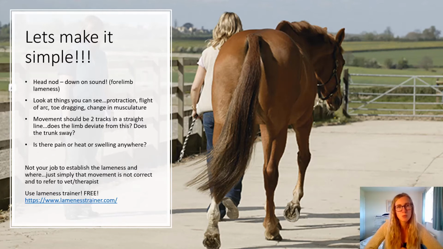But obviously something really important to pay attention to is if there's any heat or swelling or pain anywhere. For example, if you notice the horse is going down onto the left fore, and therefore it could be lame in the right fore, you might want to have a feel there to feel if there's any obvious heat or swelling that's going to make the answer really simple for you. But it's not your job to know where the lameness is. All you need to know is that there's something not quite right with their movement, and that you can then refer to a vet or speak to your therapist about it, and make sure that the horse gets seen as soon as possible.